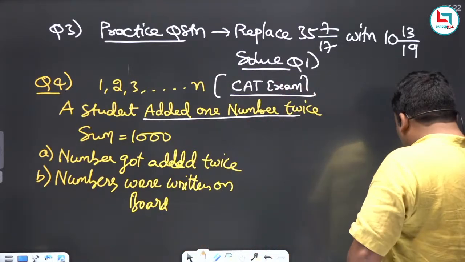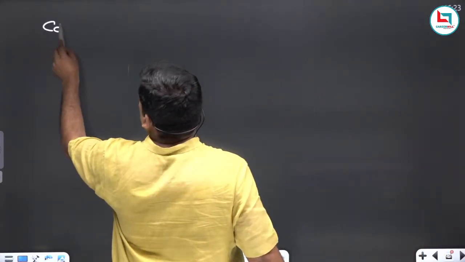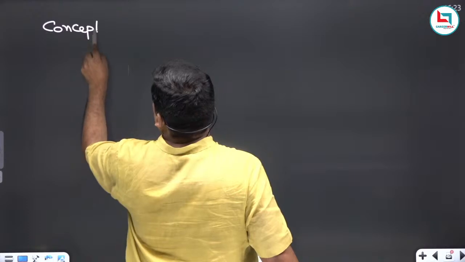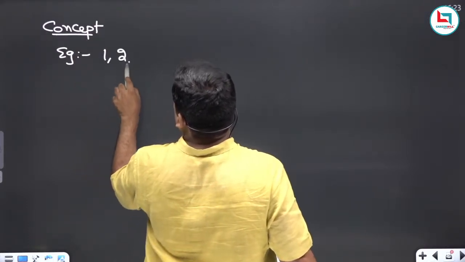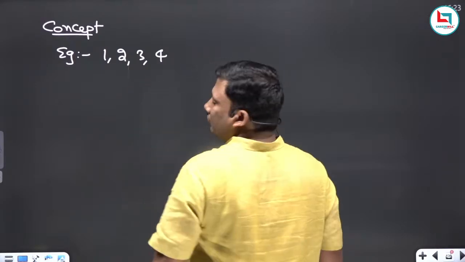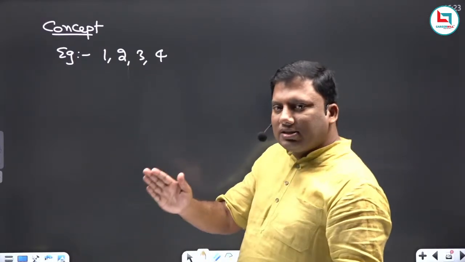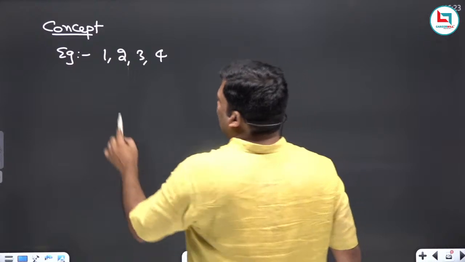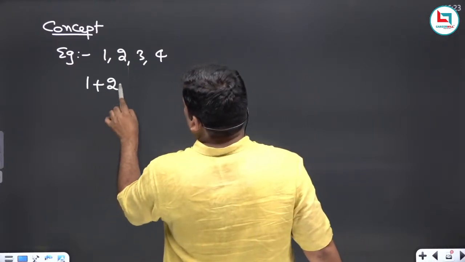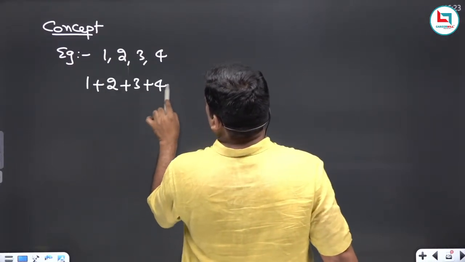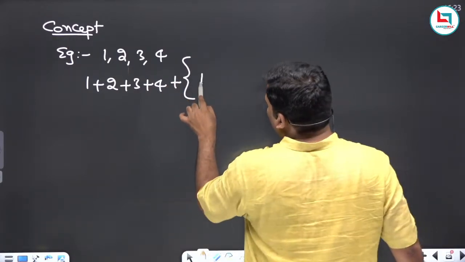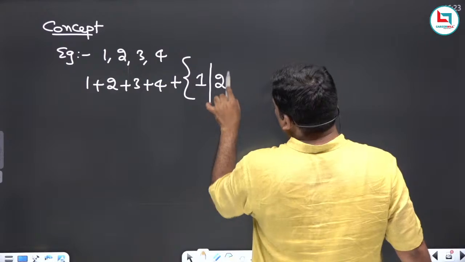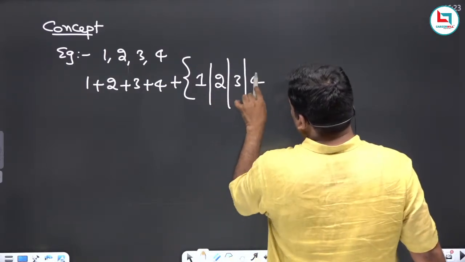A student added one number twice. Now see, concept. Example: 1, 2, 3, 4. I asked a student to add these numbers. So what will he do? 1 plus 2 plus 3 plus 4. He unknowingly added one number twice. That one number could be either 1, 2, 3 or 4.